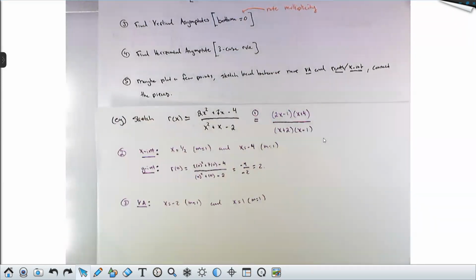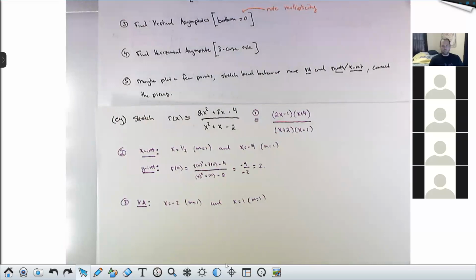Which means that the local behavior near those VAs is going to be the same as the local behavior of 1 over x near 0, right? In other words, near each of those vertical asymptotes, we're going to have something like this going on, or something like this, right? It's not going to be like this or like this. We're going to change sign. One side will go up, the other side will go down. That's what the multiplicity 1 tells me.